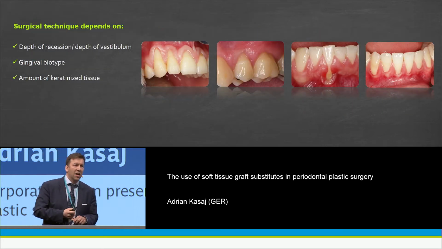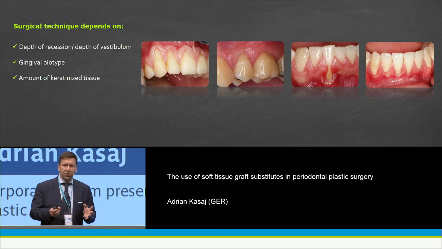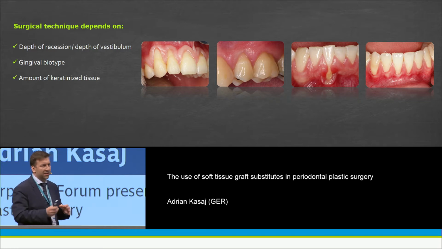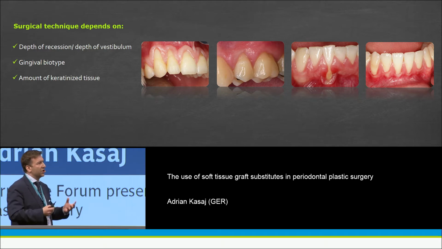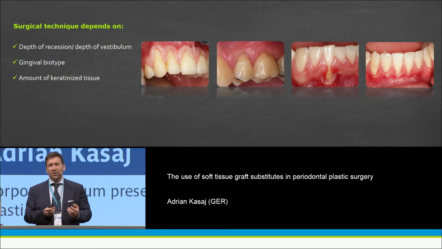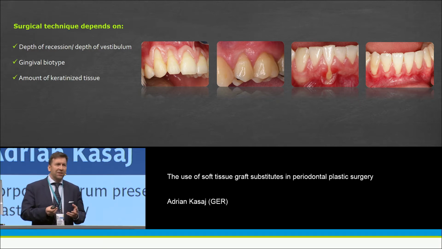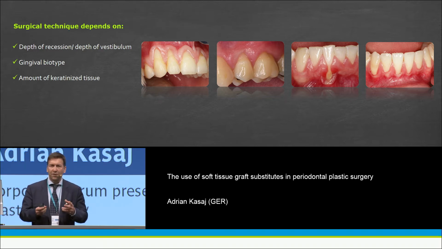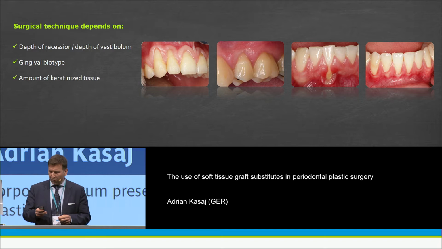In general, the choice for a specific surgical technique usually depends on the depth of the recession and also on the depth of the vestibulum. So first to see, okay, how deep actually is this recession? Is this a case for a one-stage procedure or a two-stage procedure? What kind of gingival biotype do I have? Is it something to go for full thickness or split thickness? And what is the amount of keratinized tissue left in the area of the recession defect, to see, can I go for coronal advancement or lateral advancement of the flap?